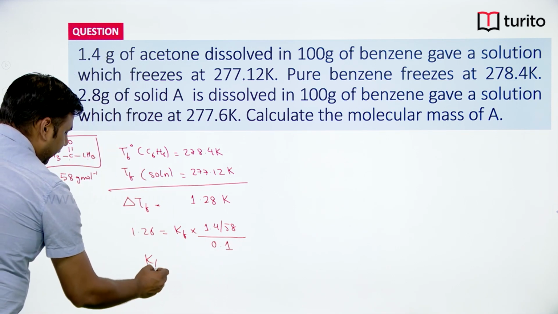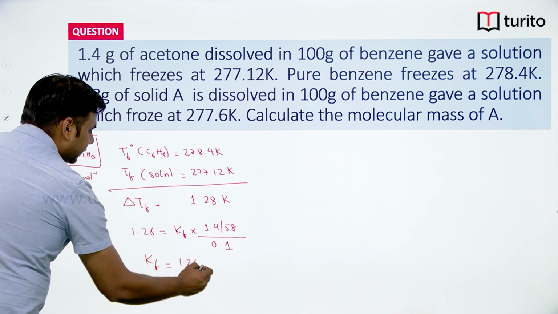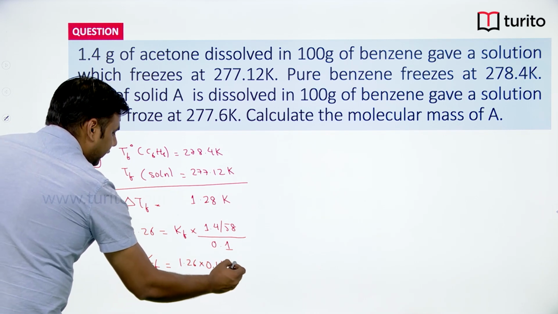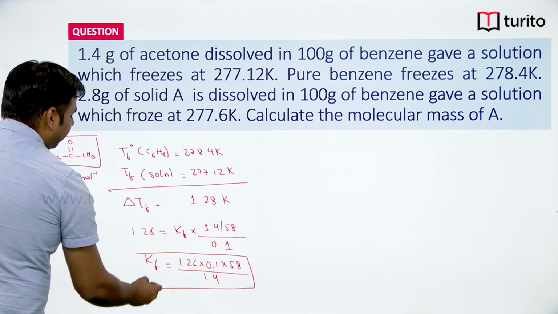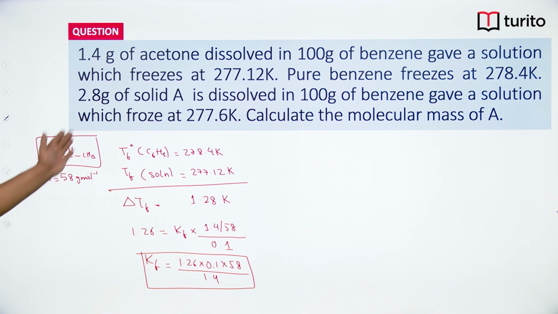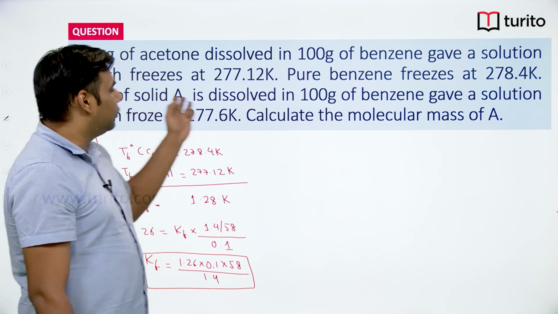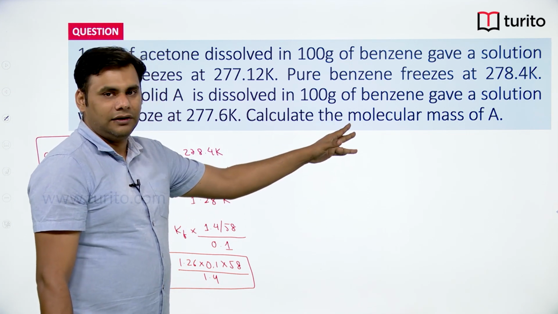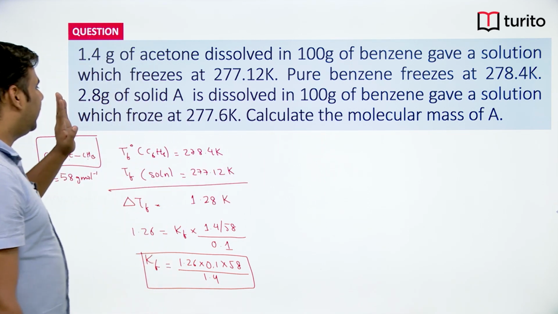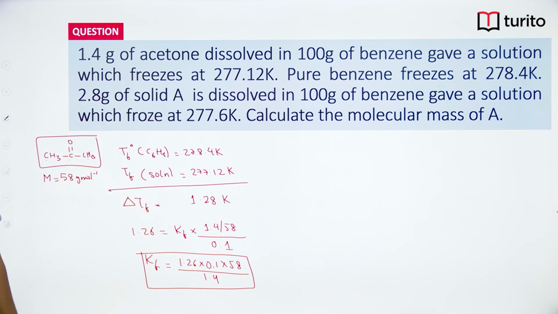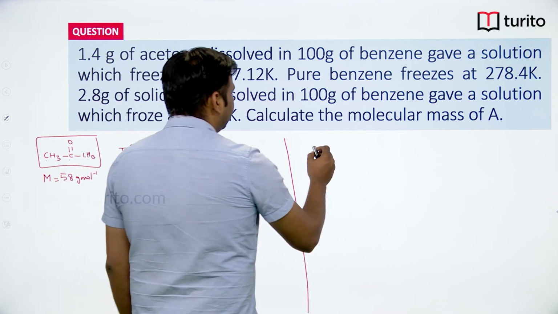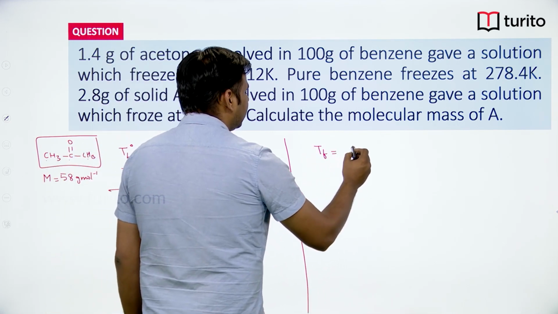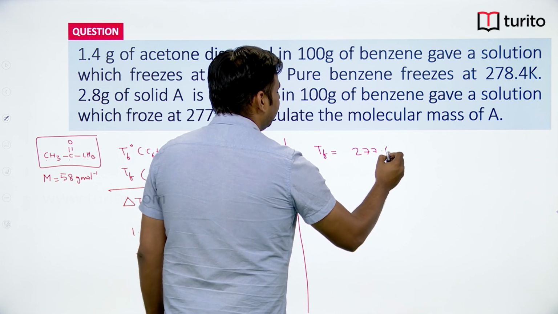So we'll get the value of Kf as 1.26 into 0.1 into 58 divided by 1.4. So we'll get the value of Kf from here. We have to use this in the second part of the question, which says that we have now dissolved some unknown solid A in the same 100 gram benzene, and we got a freezing point of 277.6 Kelvin. So now we'll say that the freezing point of the solution is 277.6 Kelvin.